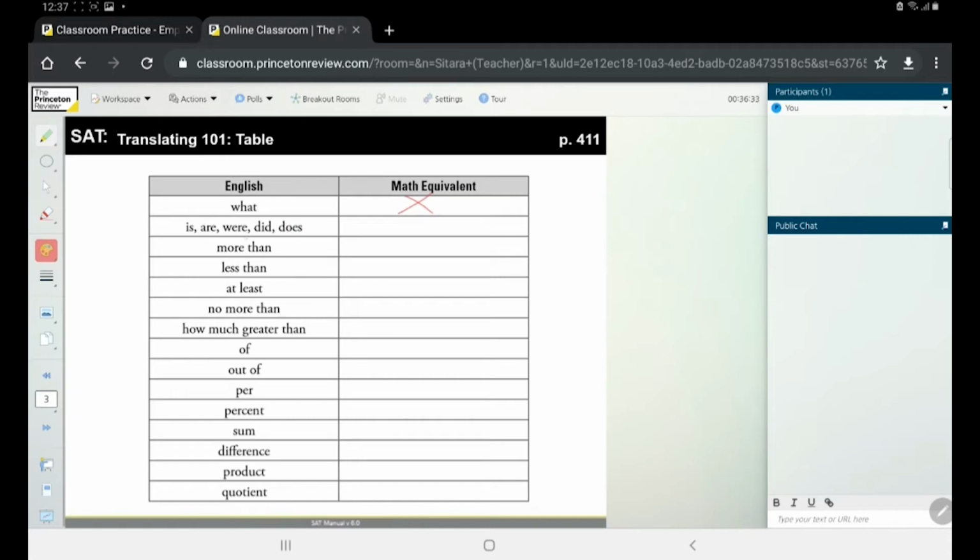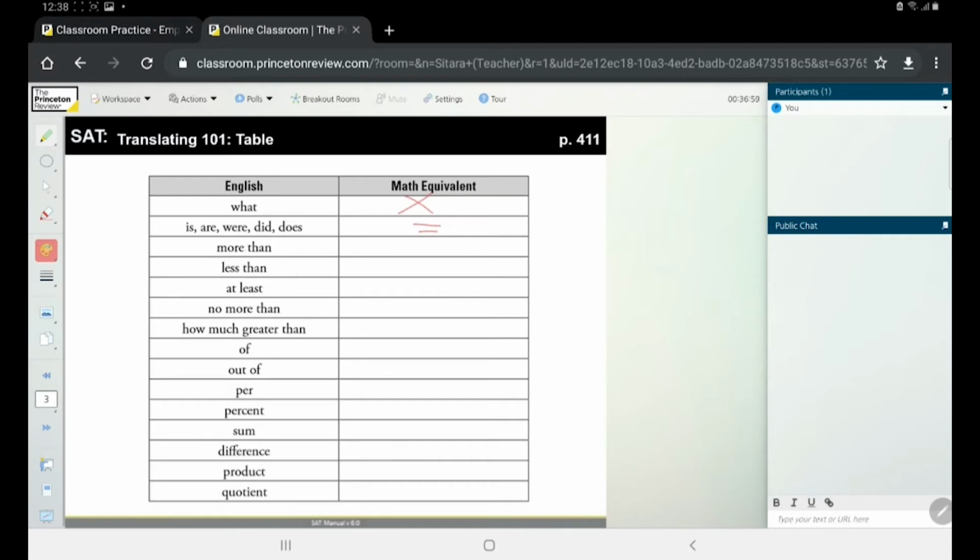So we know the verb is the result of something happening. So the result of something in math, we denote with equality. So it's going to be an equality sign. When you see "are," "were," "did," "does" in the problem, we have to write equality. It means it's equal. For example, the temperature is 30 degrees Celsius. So it means temperature equals 30.